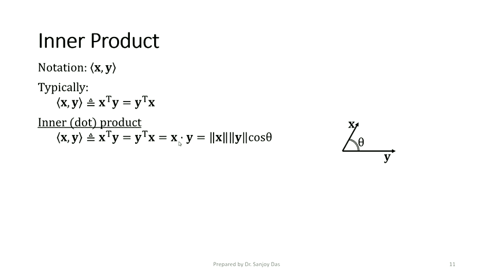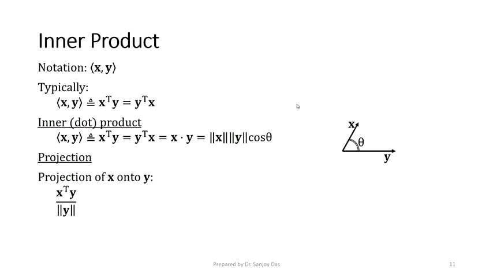And you would have used this notation in physics, or some other engineering subjects, and which is equal to, if these are two vectors, x and y, the inner product is the dot product, which is the Euclidean norm, or the length of x times the length of y times the cosine of the angle between them.